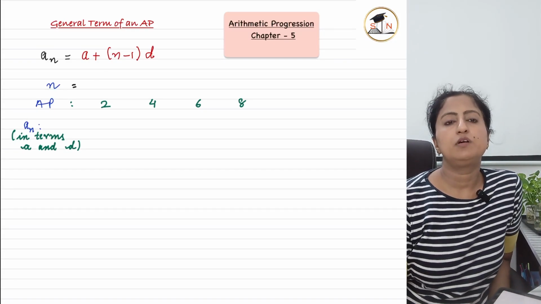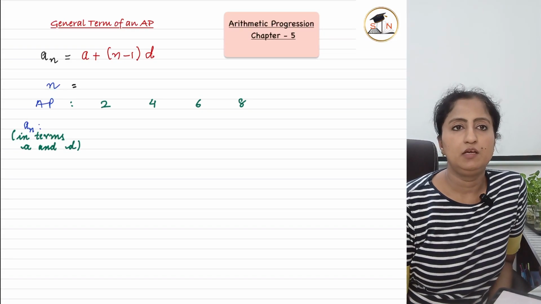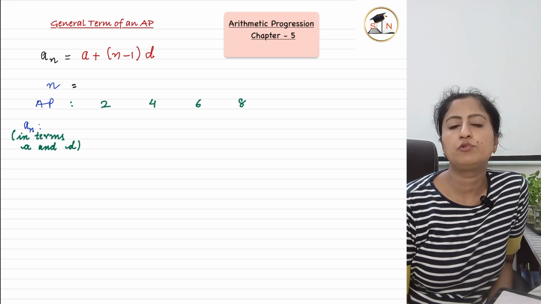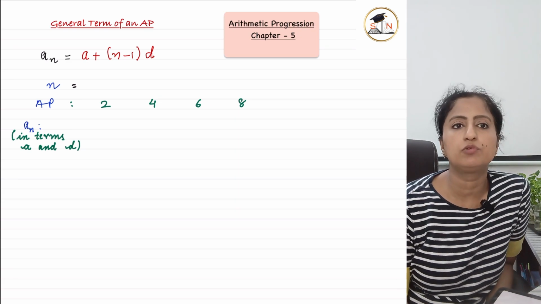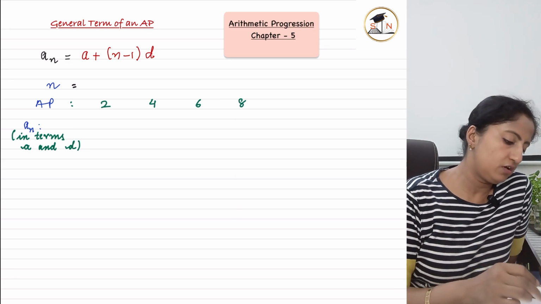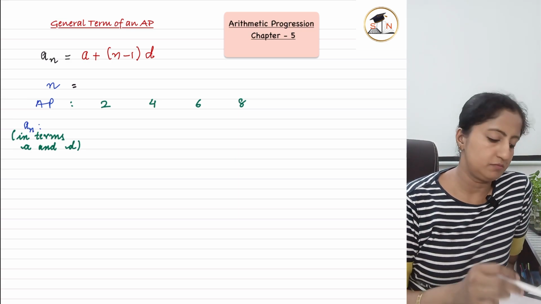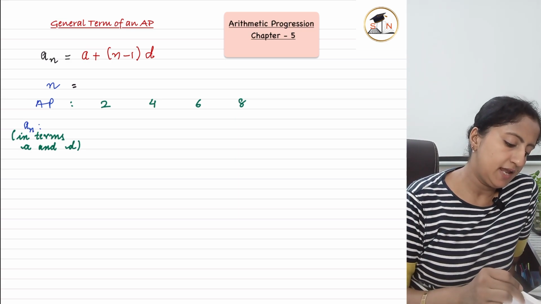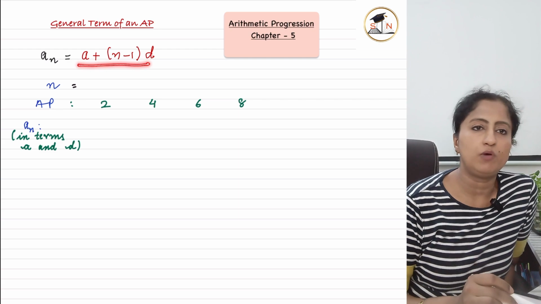In this video, we are going to understand the general term of an AP, the formula related to it, and how to do the various questions belonging to the general term. First of all, what is the formula for the general term? It is given by a plus (n minus 1)d.